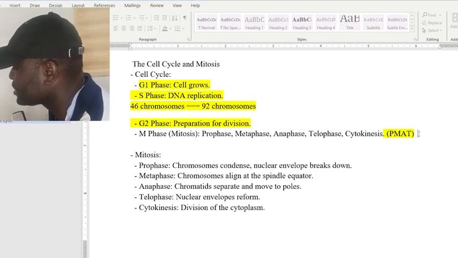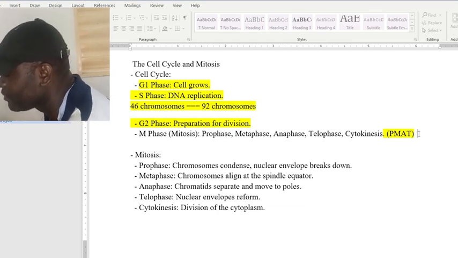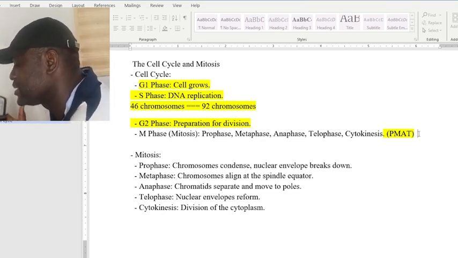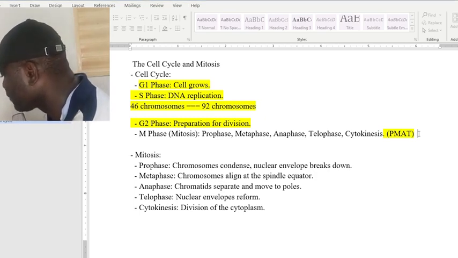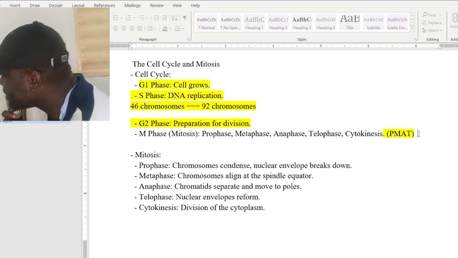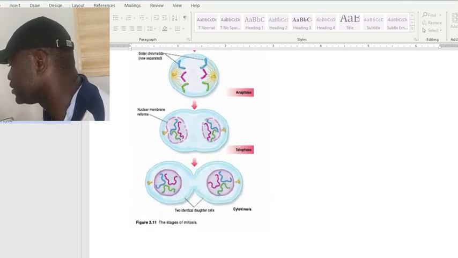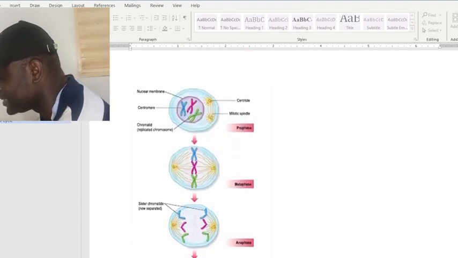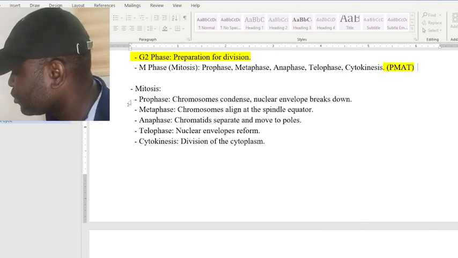Then the last phase is now cytokinesis. Anytime you see the word cyto, it means cell. So cytokinesis means that the cell will now split into two. In a cell that is not dividing, a cell that is not ready for division, the chromosomes are called chromatid. But when the cell is ready for division, you now call them chromosomes.